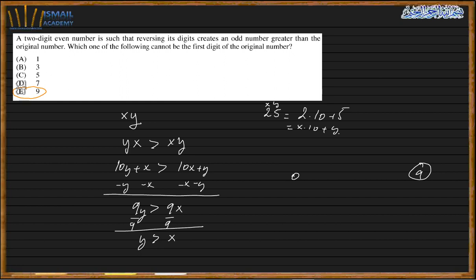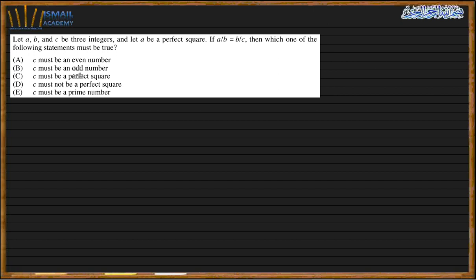Next one. So let A, B, and C be three integers. So we know that A is a perfect square. That means A is equal to a number squared. And we have A over B is the same thing as B over C. So which of the following must be a true statement?